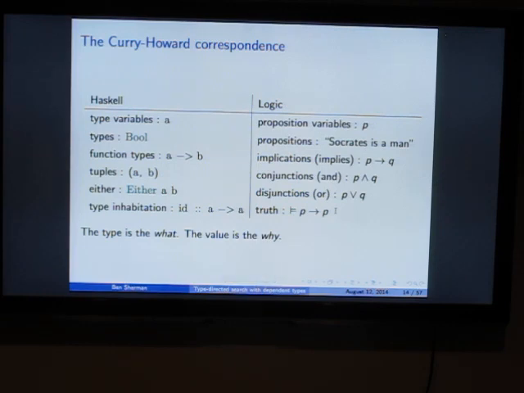So the type is the what and the value is the why. The value is really like a proof of those propositions. And in Haskell, you don't quite see it because you can't have values inside your types. In Idris, you see it all the time. And that's what makes Idris cool.